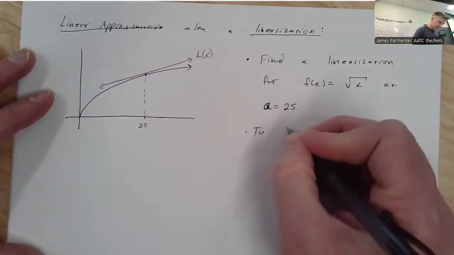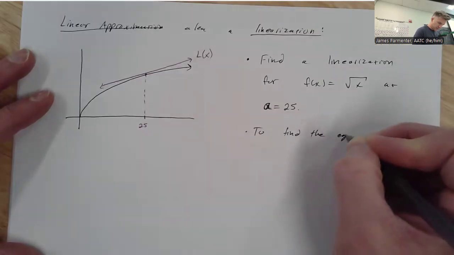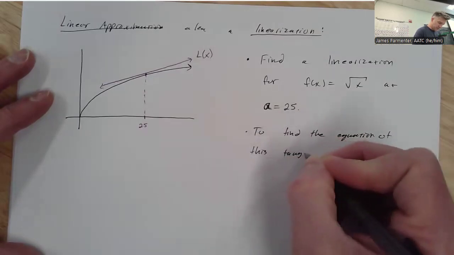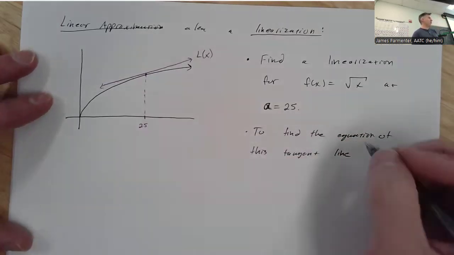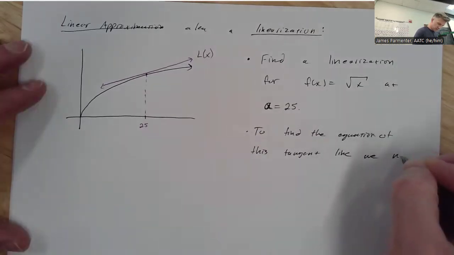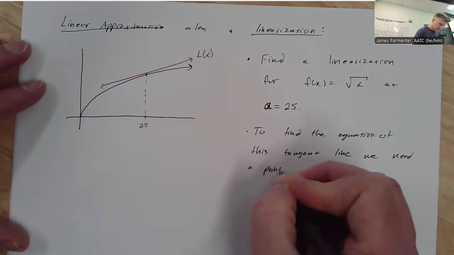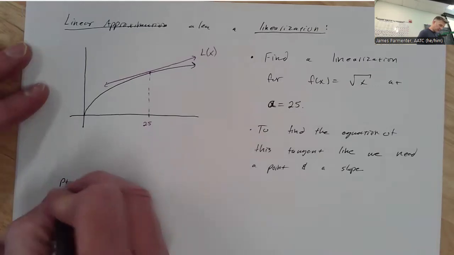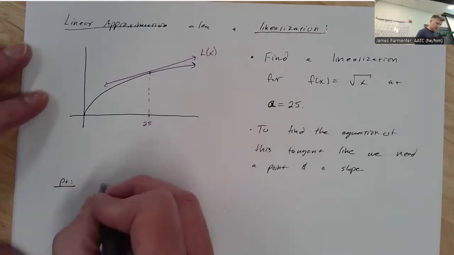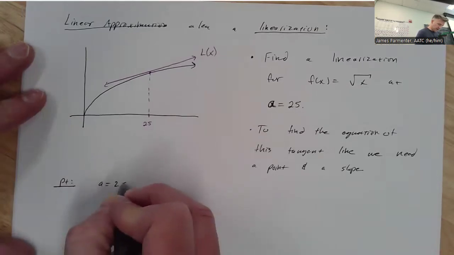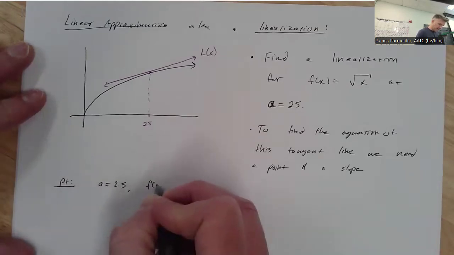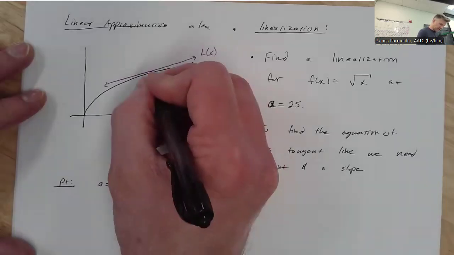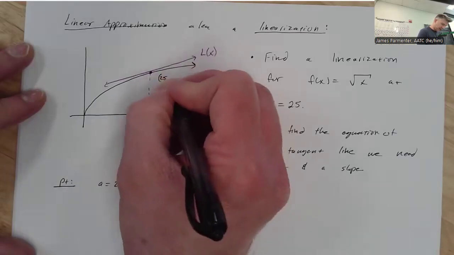To find this tangent line, we need the usual two things, a point and a slope. Well, we already have half a point. Here our point is going to be x is 25, or a is 25, I should say. A is 25, and the y value, f of a, is the square root of 25, which is just 5. So there's our point. Unsurprisingly, it's 25 comma 5.